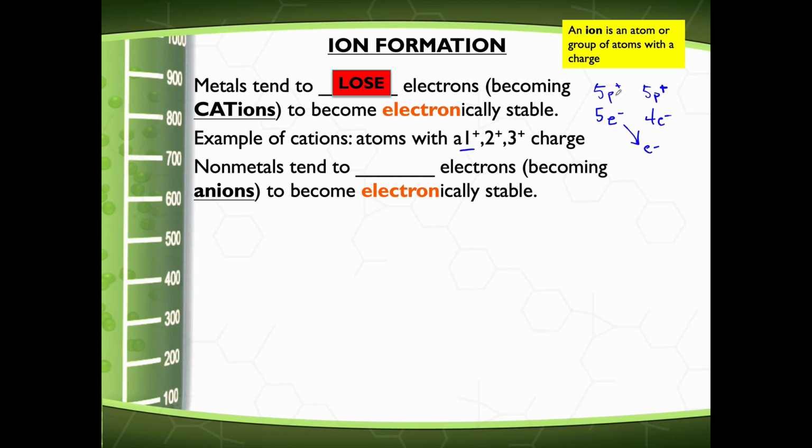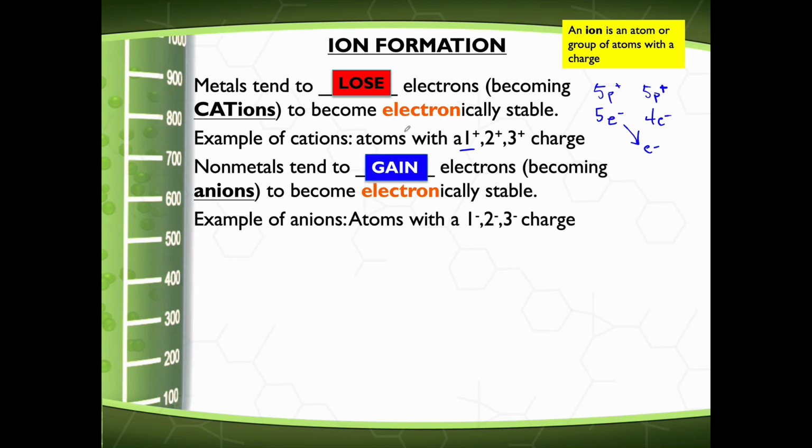Okay? All right. And also, notice the word lose in its spelling. Okay? One of my other big pet peeves are when people spell lose as loose. It's impossible to loose an electron, but you can lose them. L-O-S-E. All right. Nonmetals. The stuff from the right-hand side of the periodic table. They tend to gain electrons to become what is known as an anion, and they're to become electronically stable.